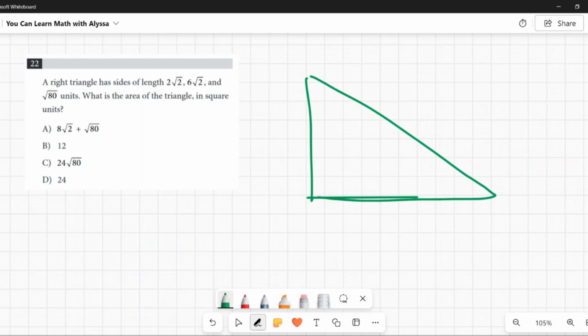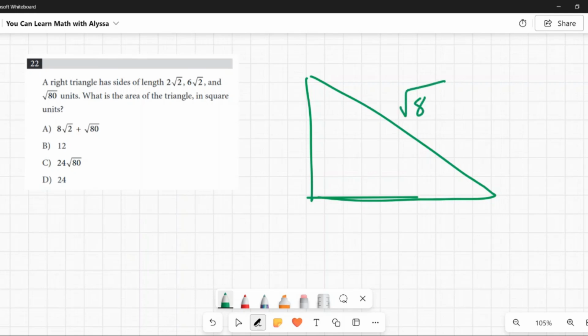So if you're not sure which of these is the hypotenuse, plug them into your calculator and see which one is the longest. 2 square root of 2, 6 square root of 2, square root of 80. I don't expect anyone to know just off the top of their head which would be the longest. We're going to jump ahead and assume you've done this in your calculator and you've realized that the square root of 80 is the hypotenuse.